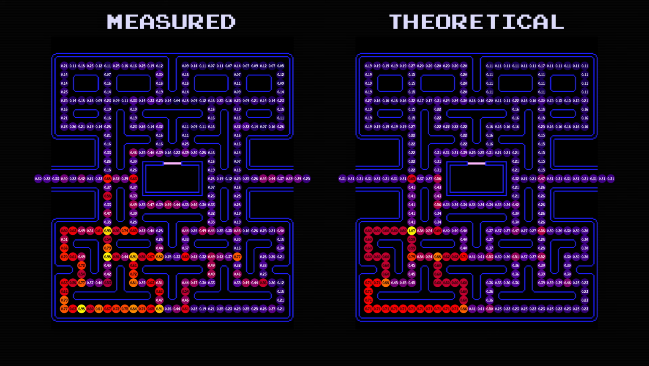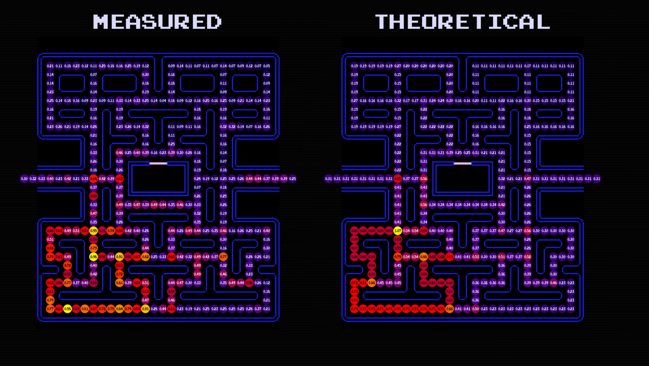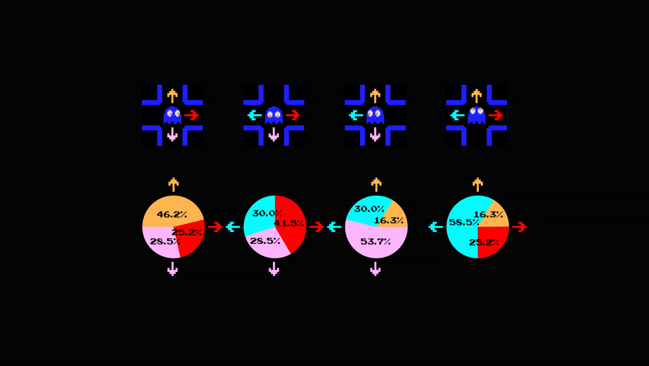In reality, the main factor that determines where a frightened ghost is in the maze is where the ghost is when Pac-Man eats the power pellet. I think the more meaningful rule to come away with is this. Frightened ghosts prefer to turn left from their point of view.